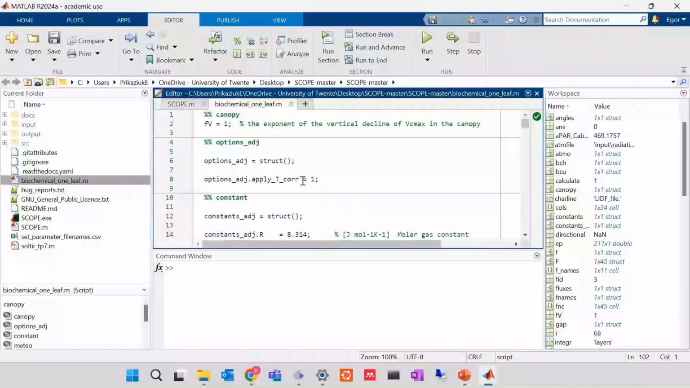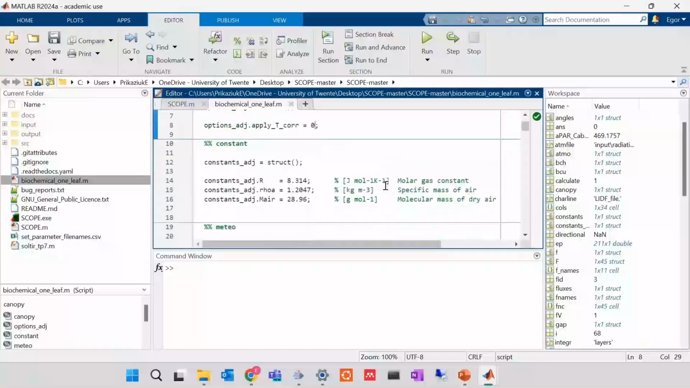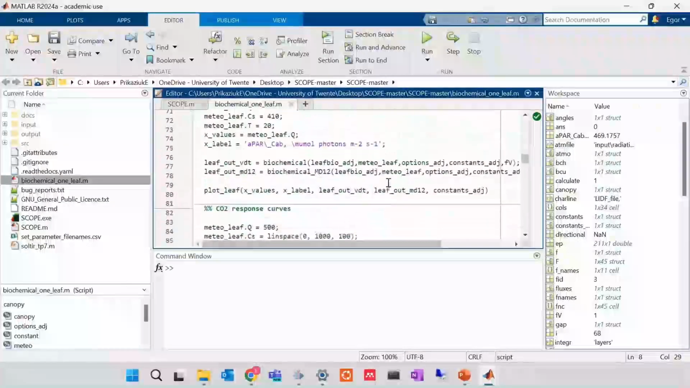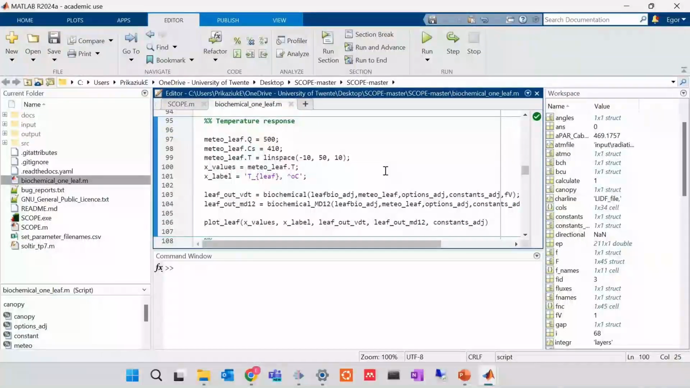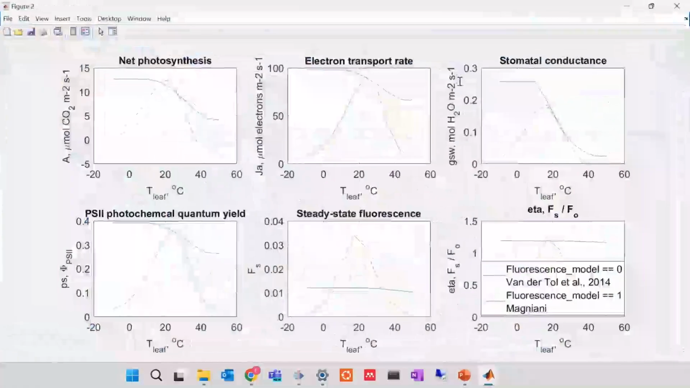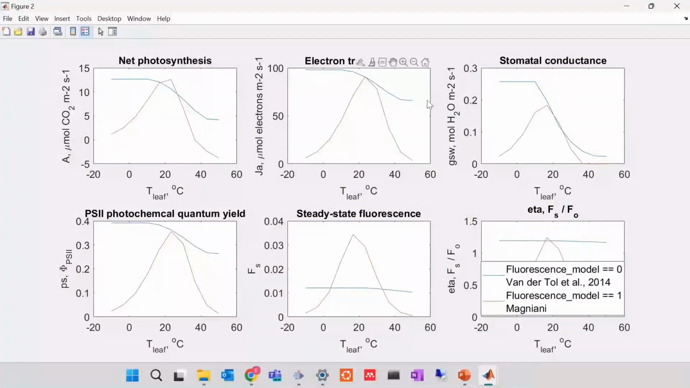We can also see the effect of the temperature correction option in this simulation. So if we set it to 0 and then run the model, we will see, of course, that the response to temperature disappeared, and the only remaining response for the Van der Waals model is based probably on the relative humidity of the air and stomatal conductance that start decreasing after 10 degrees.